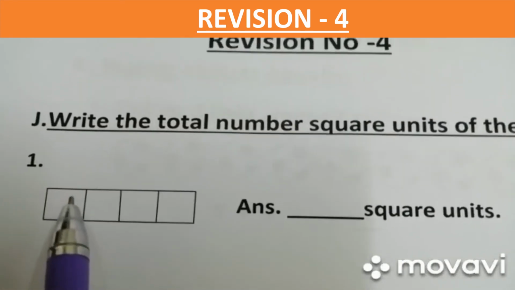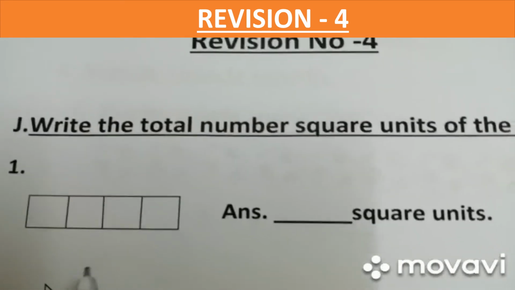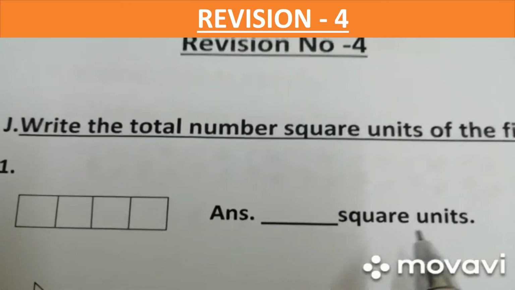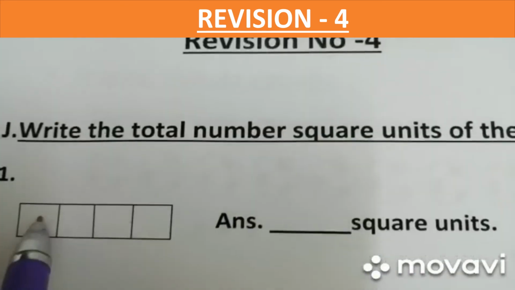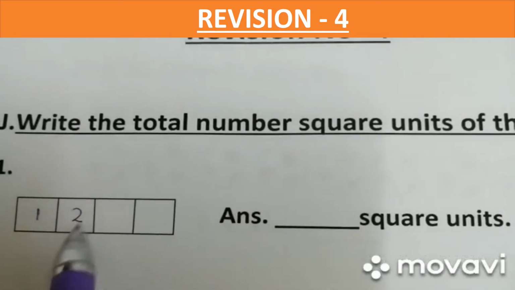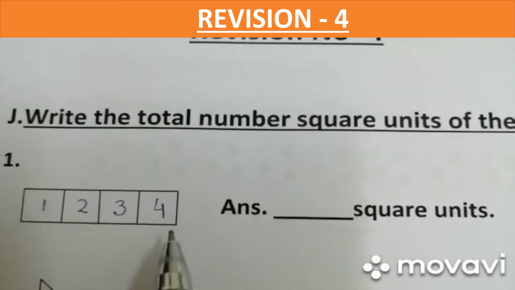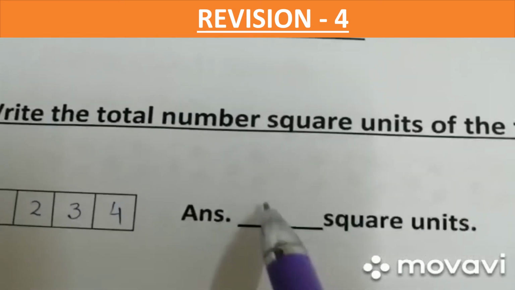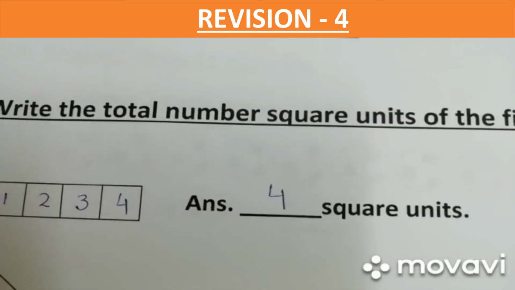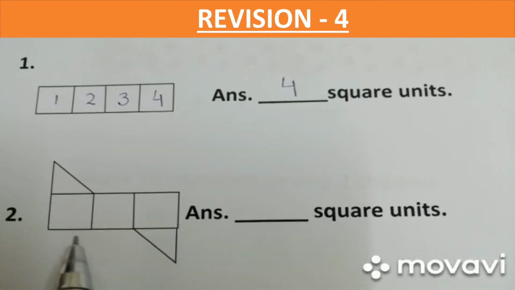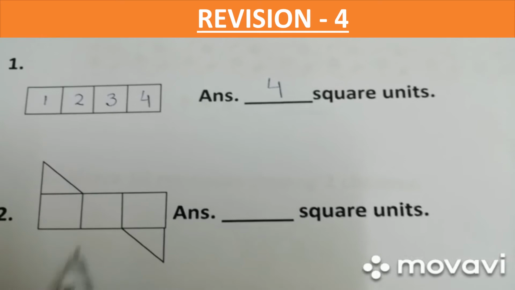See, what is this? This is some figure. We will measure the area of this figure. How do we measure the area? In square units. So let's count it. 1, 2, 3, 4. So what is the area of this figure? Very good. It's 4 square units. Very good. You are doing good. So the next figure is here, number 2.